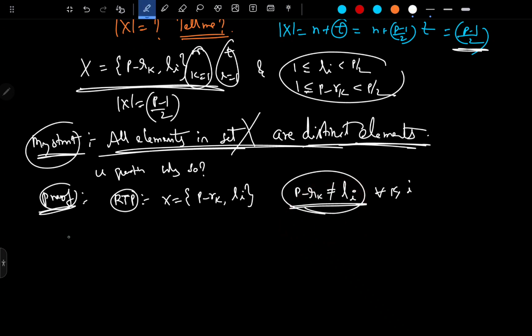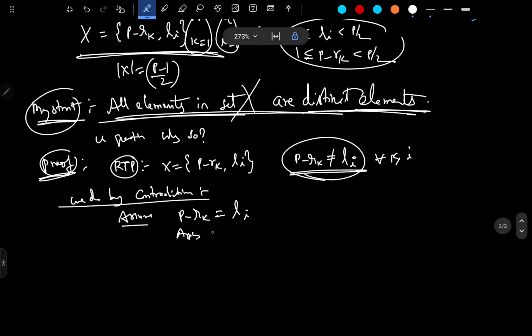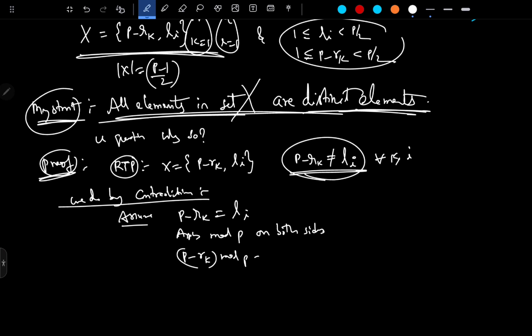So, proof. We will do it by contradiction. Assume that P minus Rk equals Li. Apply mod P on both sides. So we get (P minus Rk) mod P equals Li mod P.